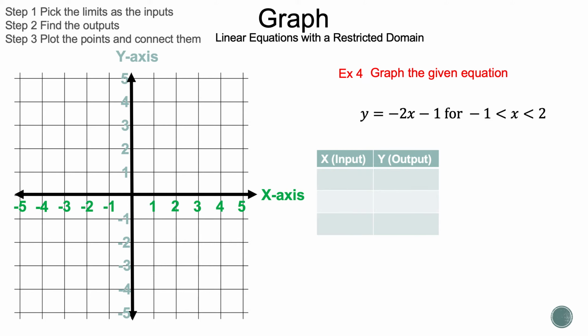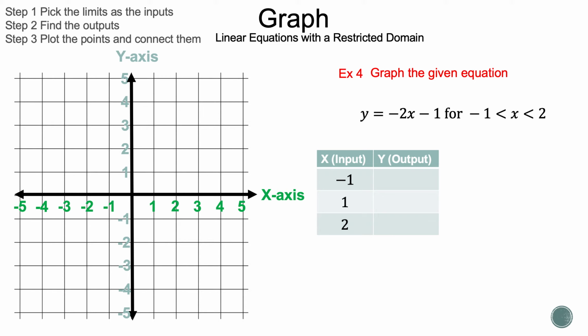Now let's take a look at example 4, where we have y is equal to negative 2x minus 1 for negative 1 less than x less than 2. So we know we need to choose 2 input values or 2 values of x because they are restricted values or the limits that we have on the equation, and those are negative 1 and 2. Now let's go ahead and pick a value in between negative 1 and 2. And in this case, we're going to pick 1 because why not?